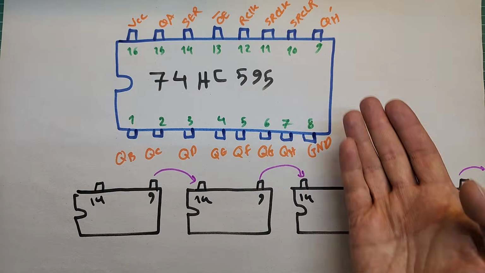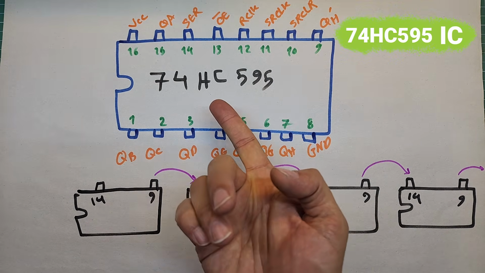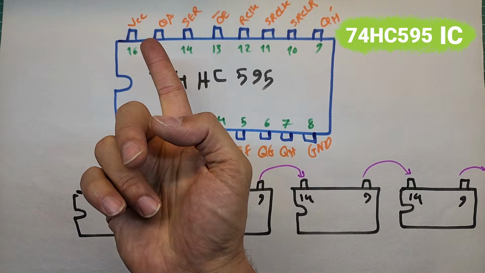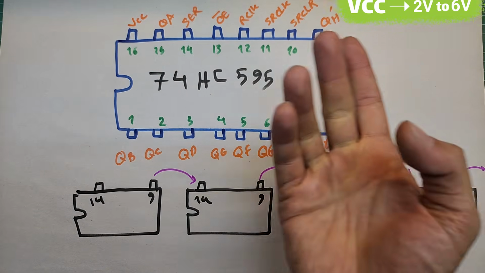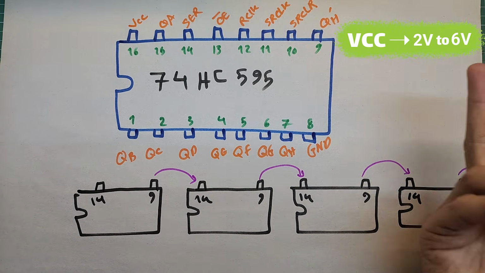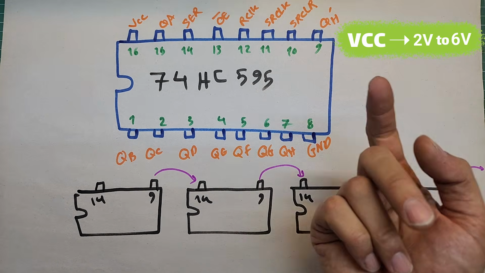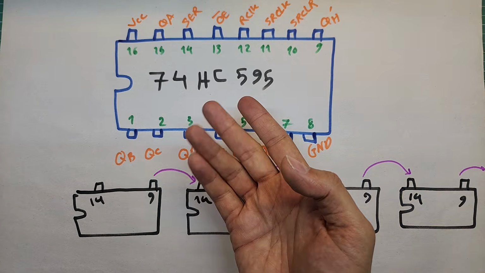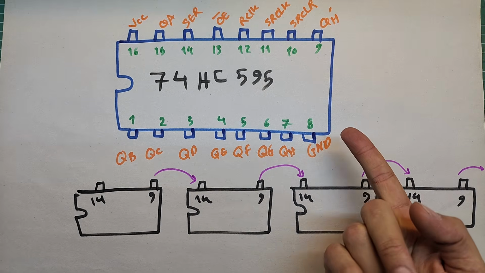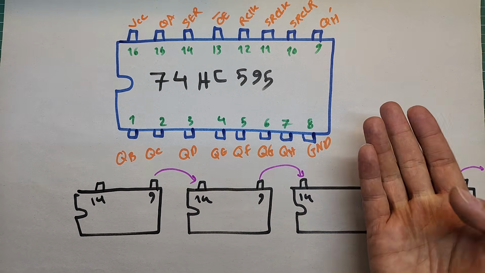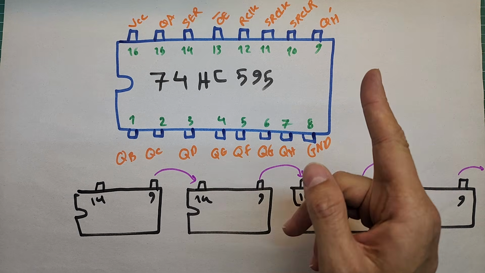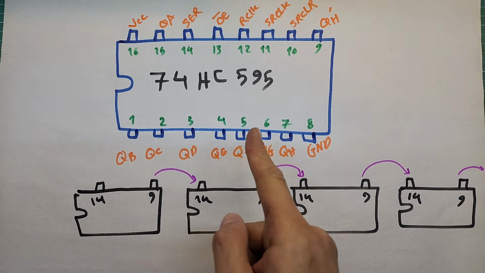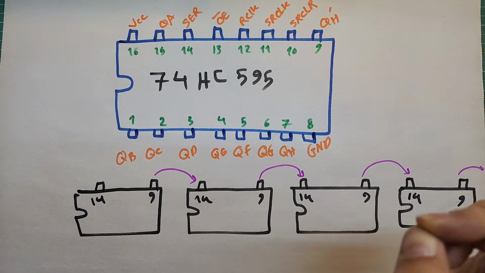This is the pinout diagram for the 74HC595 IC that you are seeing. Pin number 16 is used for connecting the power supply, which can be anywhere between 2 volts and 6 volts. This means that both 5 volt and 3.3 volt microcontrollers can directly connect to this IC. Pin number 8 is used for connecting to ground or 0 volts. This IC actually has 8 1-bit memory units inside, and pins number 15, 1, 2, 3, 4, 5, 6, and 7 are the outputs of these memory units.